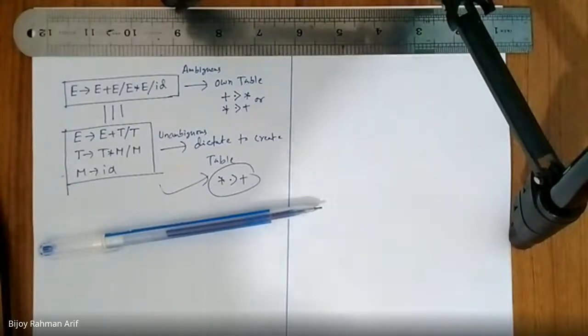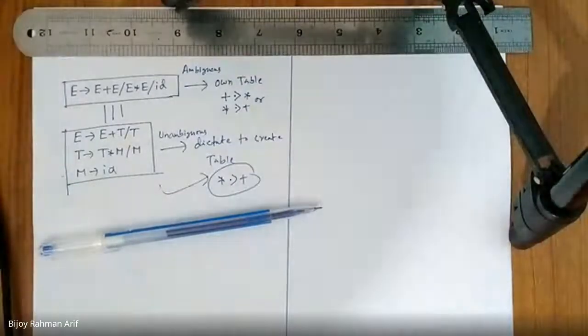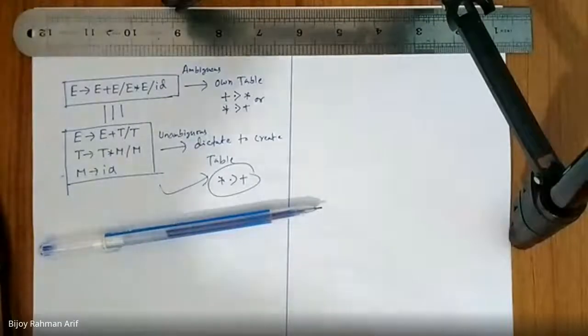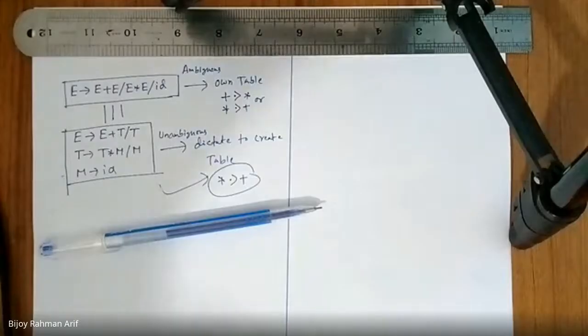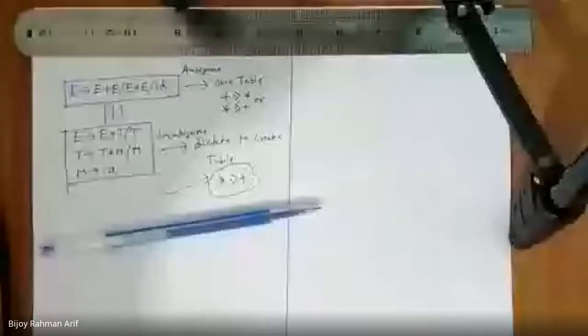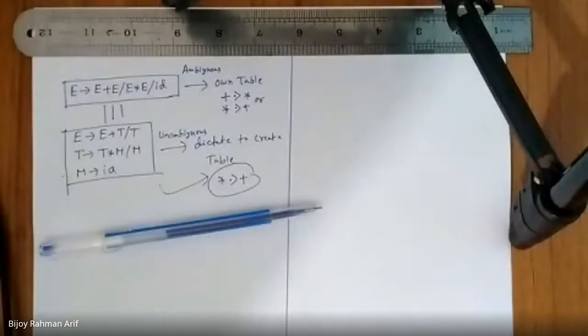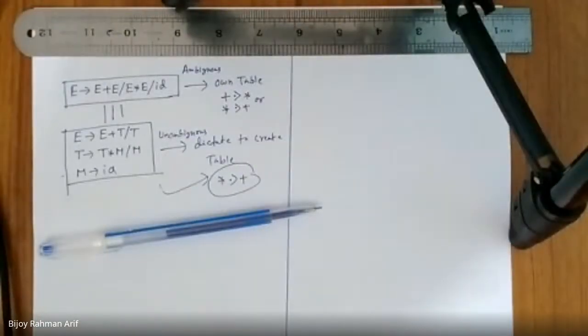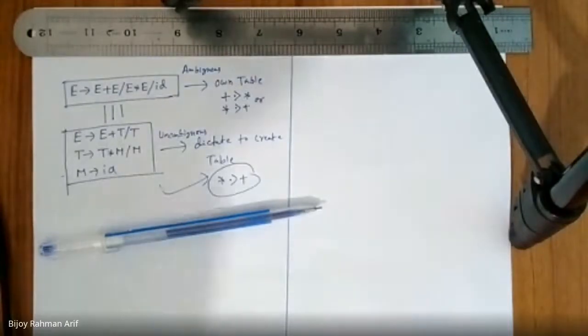Then what are you going to do? Tell me. Ambiguous, but how can you create the table then? Some operators have a precedence problem, some operators do not have a precedence problem. How can you create the table? Sir, we'll have to see from you.